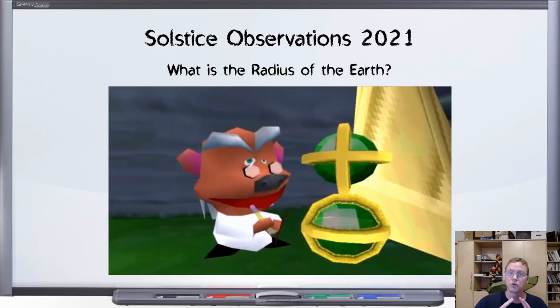We were going to use these data to calculate the radius of the Earth, and in fact, confirm whether or not it is actually a sphere or perhaps some other shape. Let's get into the data and see what we got.